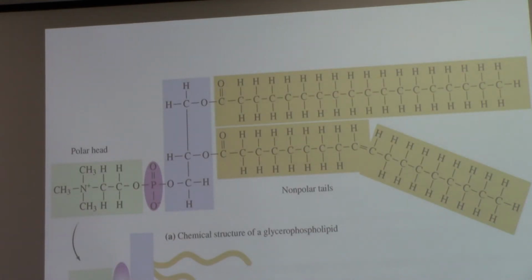All right, and here you go. Here's a picture of it. The little green part is the phosphate part, making it polar, and then the orange parts are nonpolar. So the green part will interact with water, and the orange part will interact with itself, the nonpolar parts.